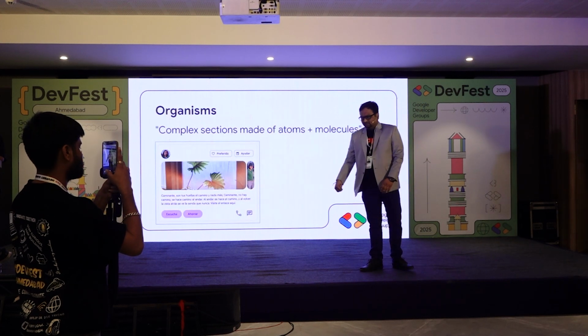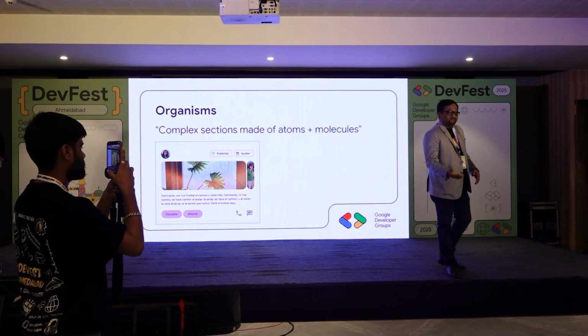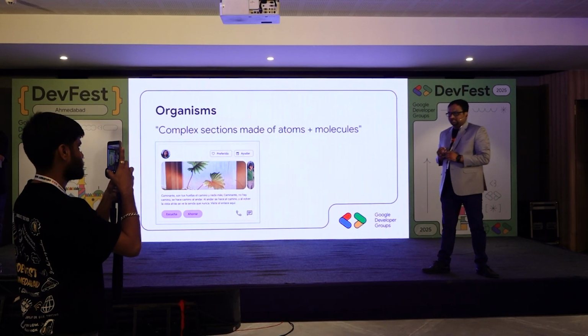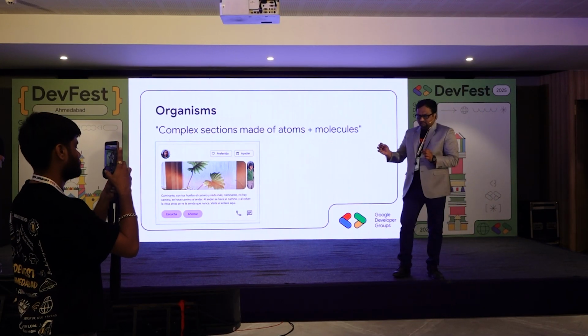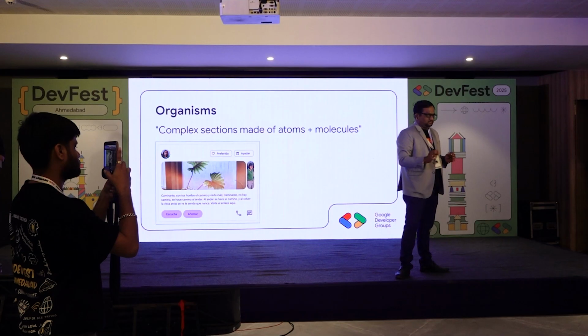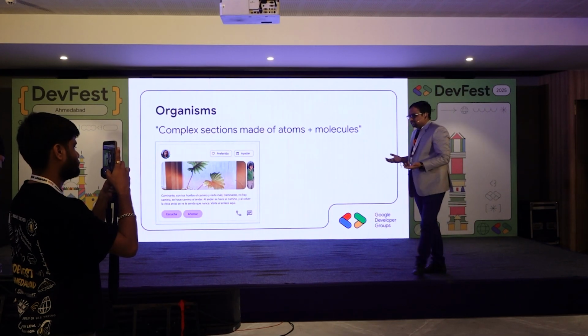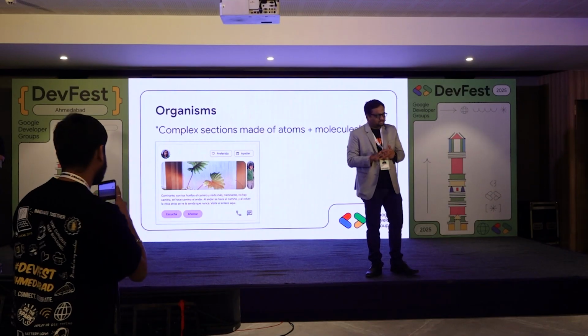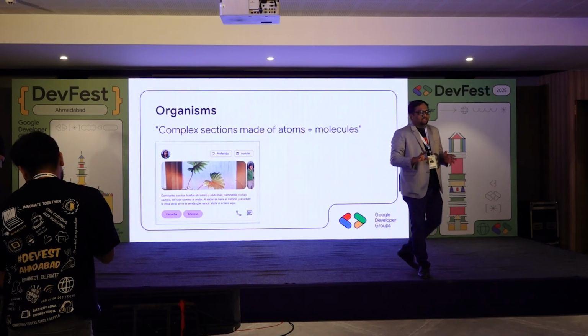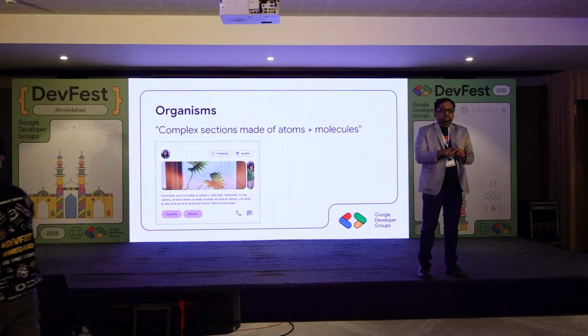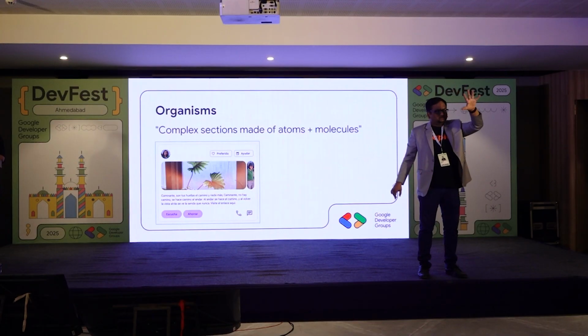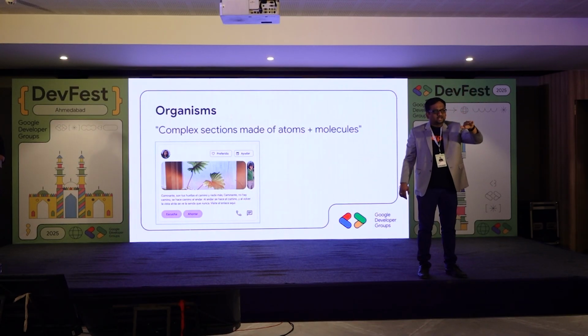Next. Then it comes to organism. So first we talked about tokens, color tokens. Then we talked about atoms, molecules, now organism, the whole card. Now, what is the organism? It is a complex section made of atoms plus molecules, right? Now think of your card. Your card had one big hero image, title, subtitle, price.